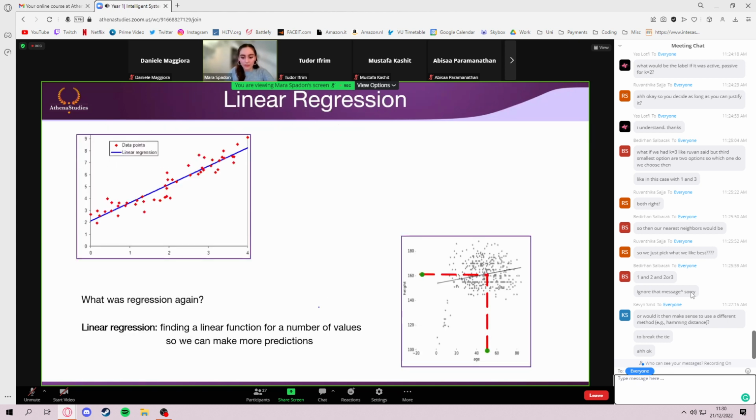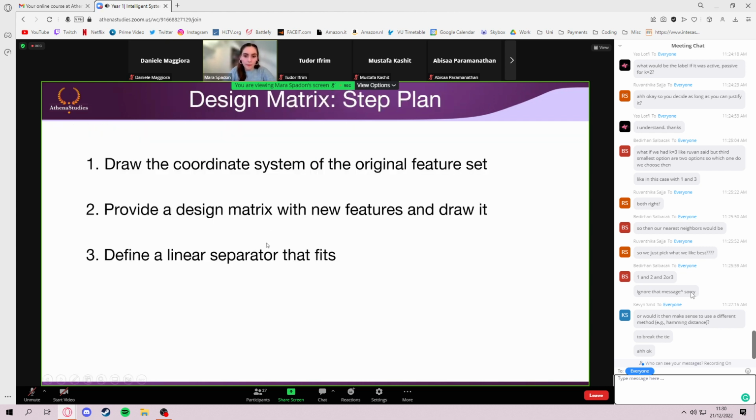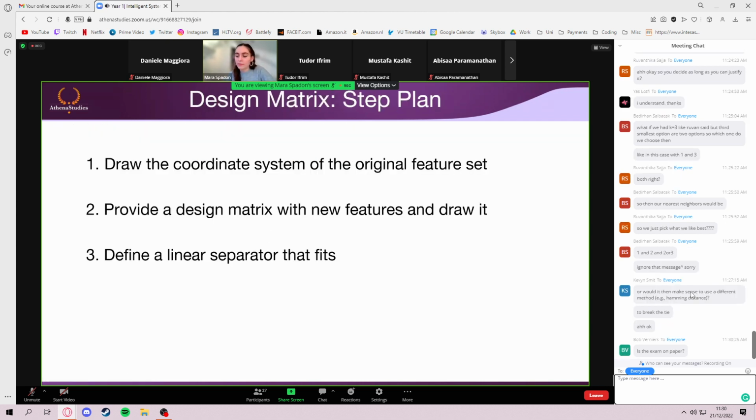Okay, I didn't add a, how do you call it? A coordinate system. Is the exam on paper? No, it is on the computer.